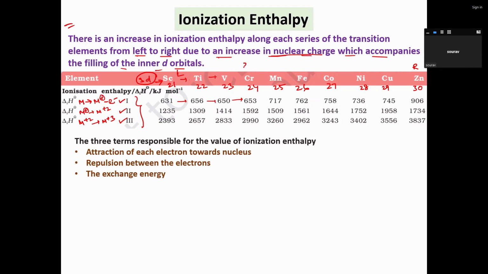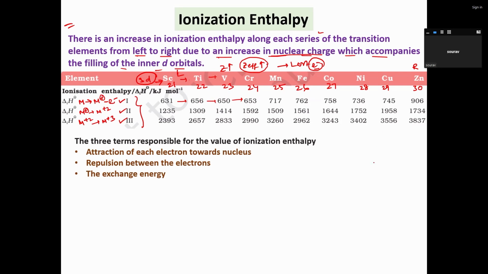So Z effective is increasing. When this value increases, the last electron is held more strongly by the nucleus. To release this last electron, extra energy is needed compared to the previous atom. That is why the ionization enthalpy value increases, but not by too much.